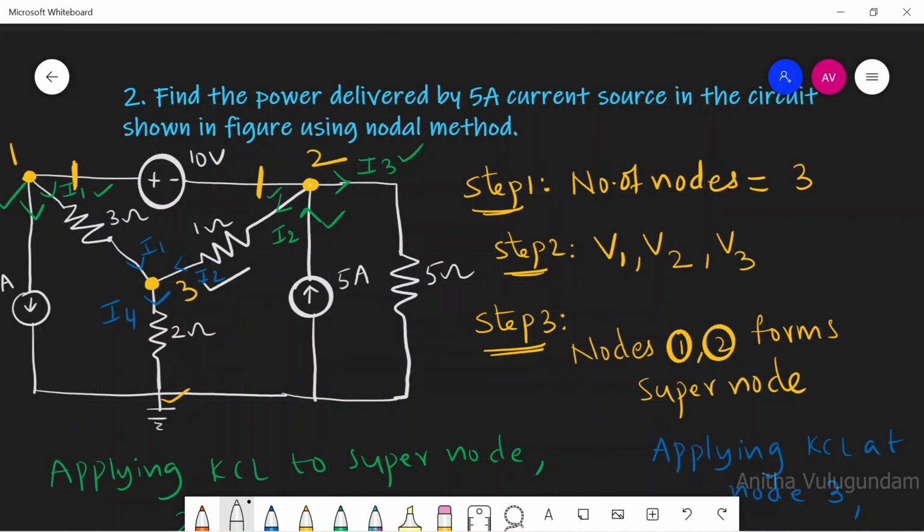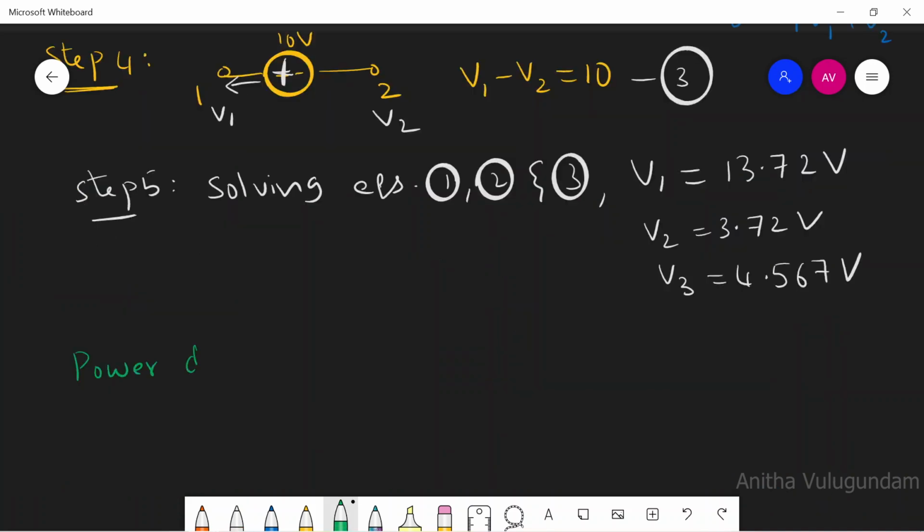In the question, we are asked to find the power delivered by the 5 ampere current source in the circuit. Power delivered equal to voltage into current. Current flowing here is I. Voltage across this current source is V2. Power delivered by the 5 amp source is given by V into I. V2 obtained above is 3.72, into 5 equal to 18.6 watts.